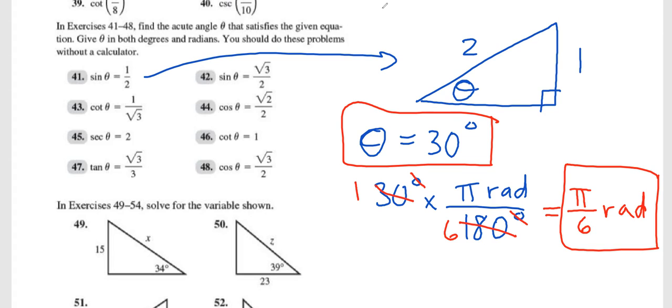If you'll notice, every one of these has to be based on either the 30, 60, 90 right triangle or the 45, 45, 90 right triangle. Because of one key phrase. Here it is, folks. Without a calculator.